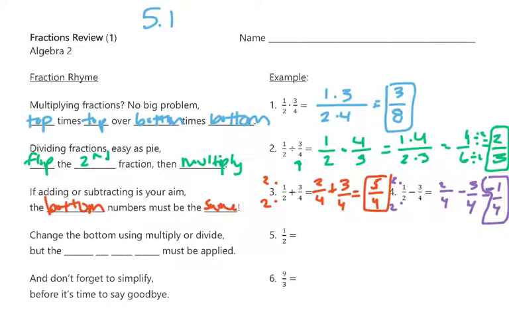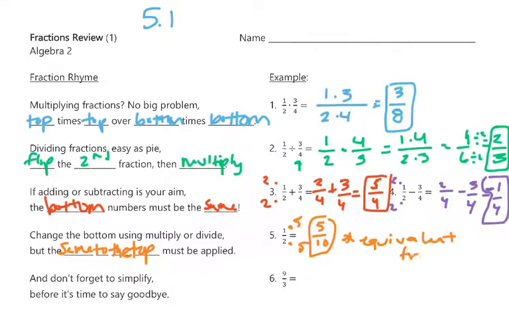Alright, then moving on, we've got change the bottom using multiply or divide, but the same to the top must be applied. And so we've kind of been doing that. Because if you want an equivalent fraction to 1/2, there's actually a lot of them. But as long as you do some multiplying or dividing to the top, which in this case I'll try 5, why not? I get an equivalent fraction of 5/10. And of course, there are an infinite amount of those.